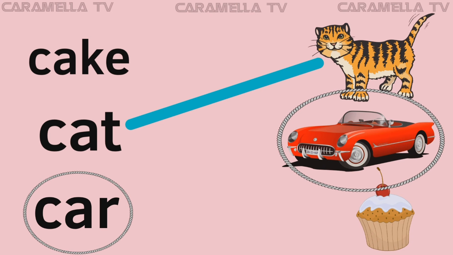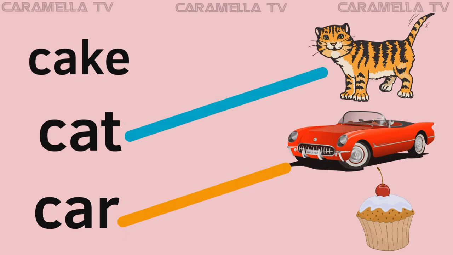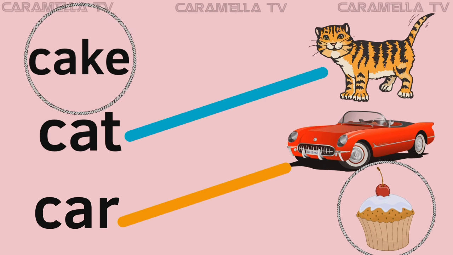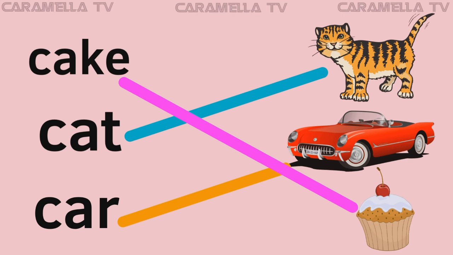That's right, let's connect them. And last picture we have is a picture of a cake. Can you guys guess where the word cake? That's right, let's connect them. We have three words, cake, cat, car.